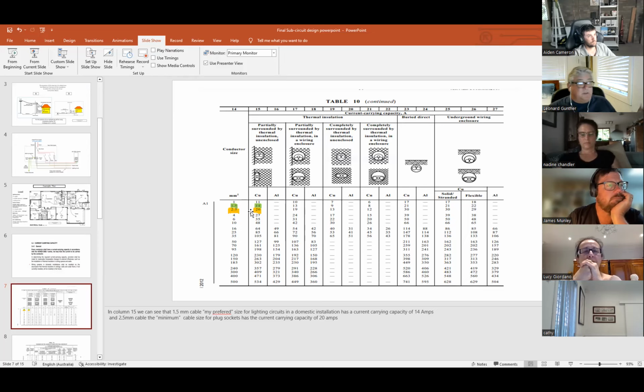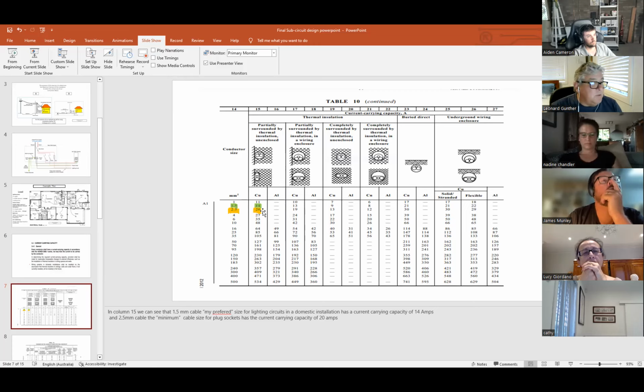When we come to light circuits, the minimum size there is 1 millimeter squared, but it's not a real good choice when it comes to durability, because it's single solid core and it can break. We go to 1.5 generally nowadays, because that's stranded and stronger, and we get a better current capacity out of it as well. You can see there, partially surrounded by thermal insulation, unenclosed, so it's not in conduit or anything like that. That means just clipped to the side of the timber with thermal insulation partly around it, partially surrounded like we normally do in a general installation.